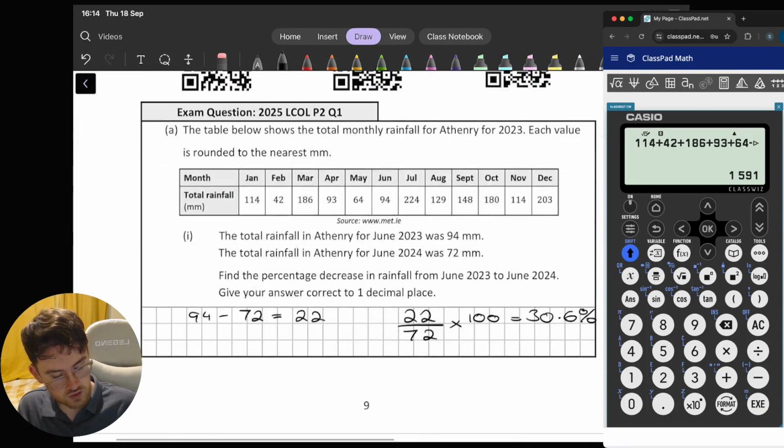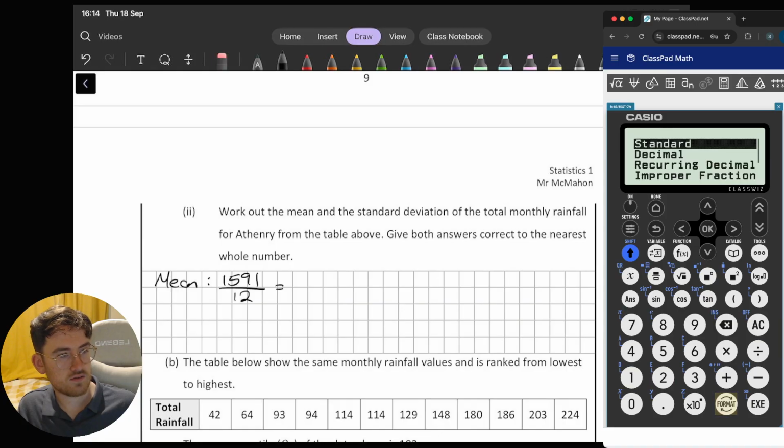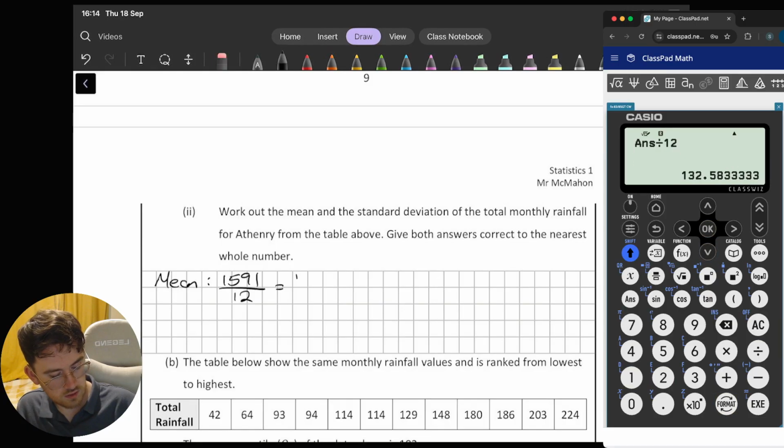This is just across 1 year, so that is out of 12 months. So we'll divide by 12, and let's just work out what answer we get there. That's going to give me an answer of 132.583. They're saying both to the nearest whole number, so that would be 133 millimeters.